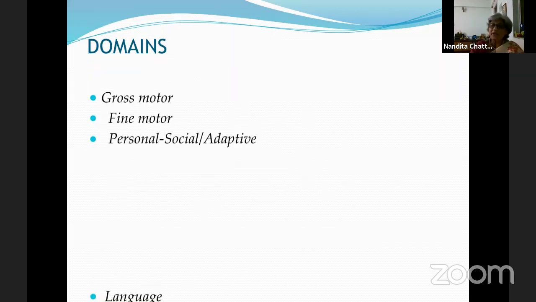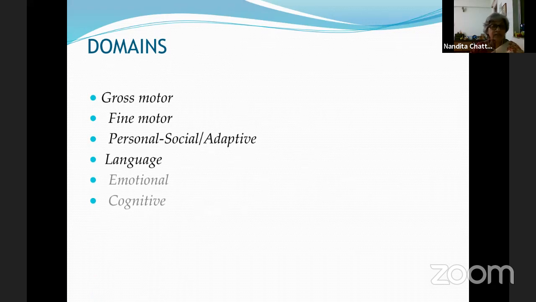So we have already touched upon quite a few domains. What are they? One is gross motor, that is physical activity at the gross level: sitting, standing, walking. Then fine motor, activity of the fine muscles, which will enable the person to do finer work, particularly using the fingers. That will help the individual in dressing and doing daily activities, feeding, writing, arts, everything that way.